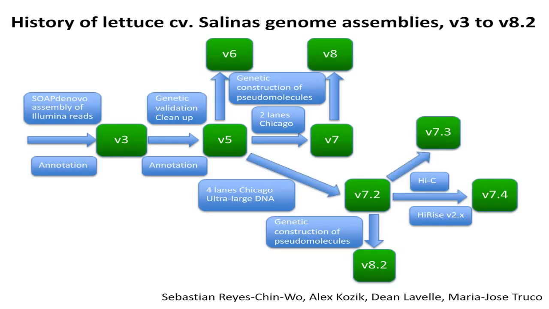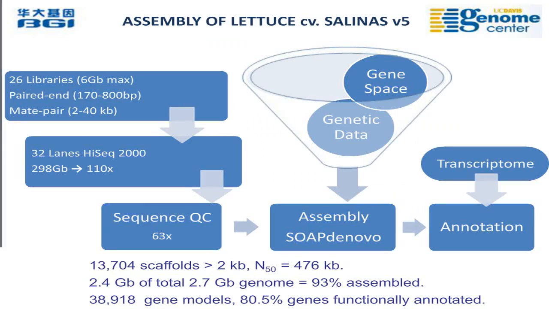And then we took V5 and did two lanes of Chicago, oh, it must have been about 18 months ago now, and that led to V7. And again, we checked it out genetically and constructed pseudomolecules, that gave us V8. At the same time, we did some more Chicago. I'll go into great detail in a moment, but that gave us, from V5, the input, V7.2. And again, we did genetics and constructed pseudomolecules on that, that gave us V8.2. And then Hi-C came along, and so we generated V7.3, and with a modified version of Hi-Rise, V7.4.